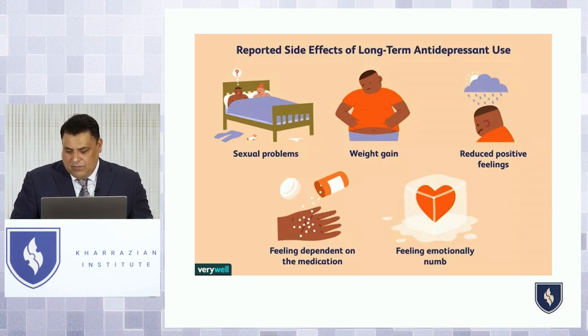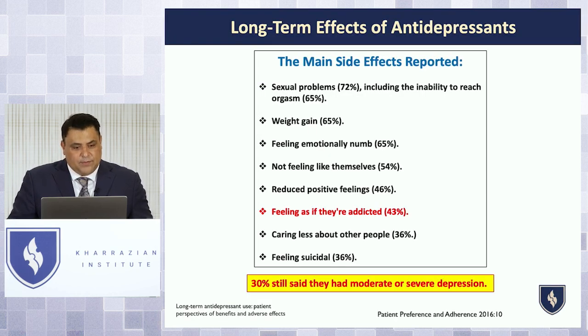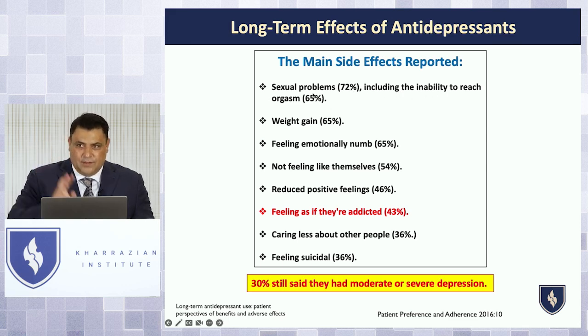And when you look at the studies that looked at the outcomes and data of side effects in people taking long-term antidepressants, they found sexual problems in 72% of people, including inability to reach an orgasm, 65% of people. So this is over a 2-year period. Weight gain, 65% of people. Feeling emotionally numb, 65% of people. Not feeling like themselves, 54%.